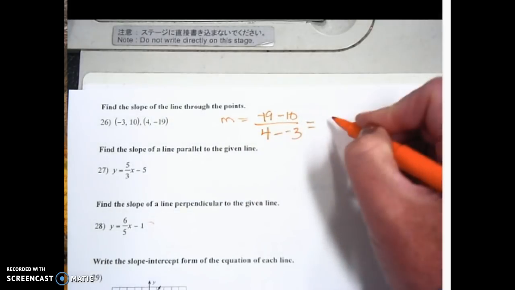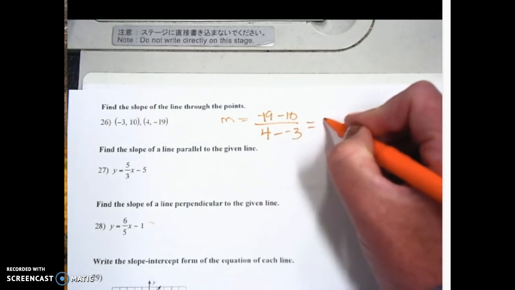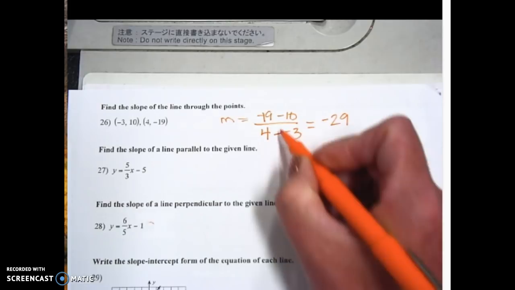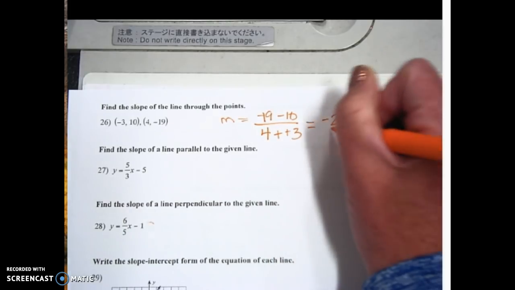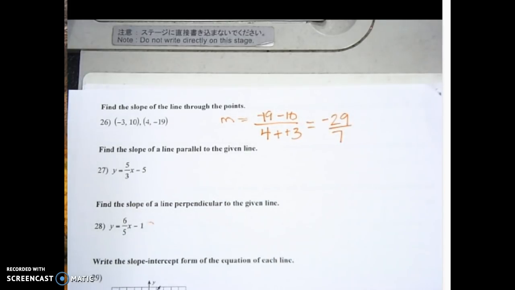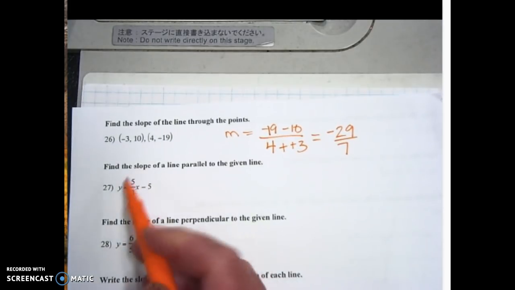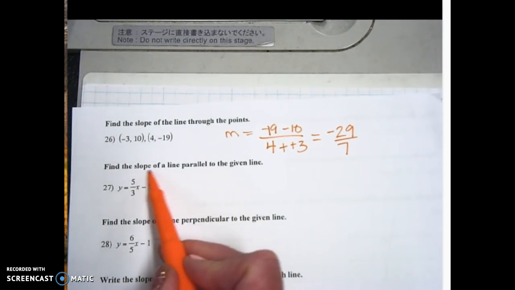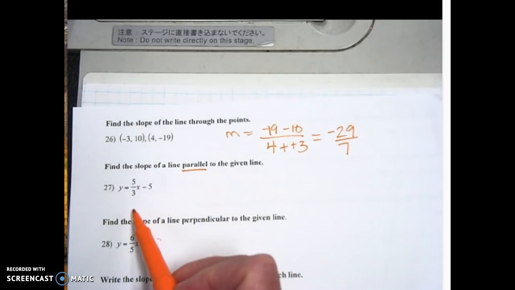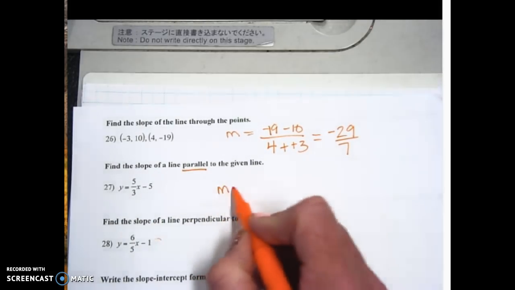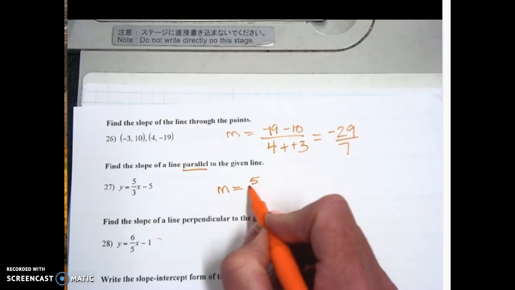So negative 19 minus 10 is negative 29. And 4 minus negative 3 is 4 plus 3, which is 7. So for 26, you should have negative 29 over 7. Number 27, find the slope of a line parallel to the given line. So parallel means they're going to have the same slope, so it's just 5/3.